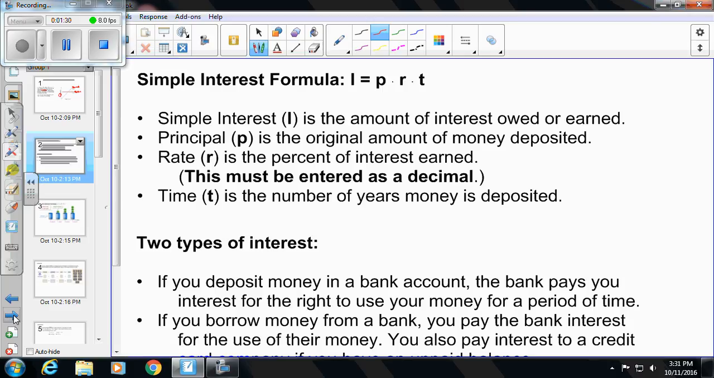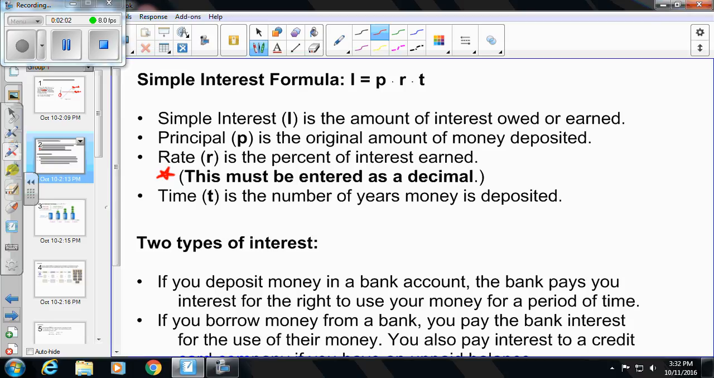The formula for simple interest is I equals P times R times T. Simple interest I is the amount of interest owed or earned. The principal P is the amount of money that gets deposited. R is the rate, and it's the percent of interest earned. And this is important, so star this. This must be entered as a decimal. And time T is the number of years the money is deposited.